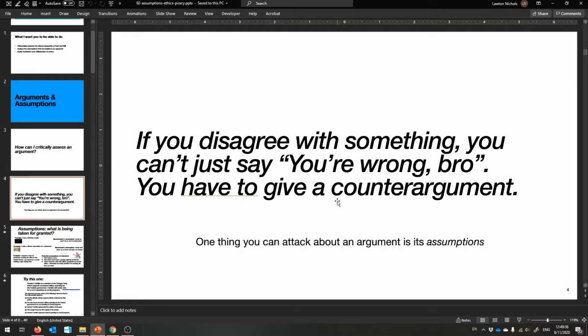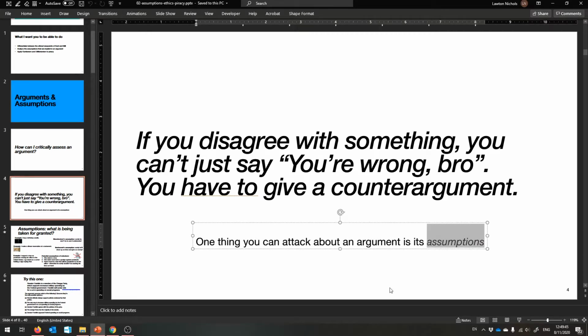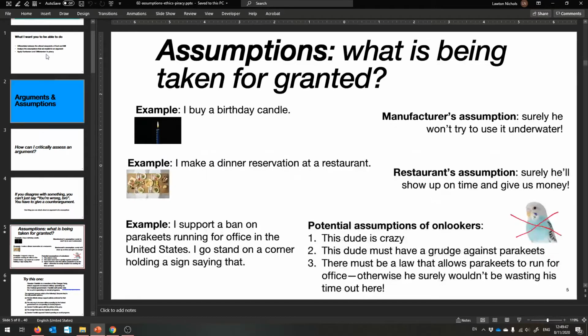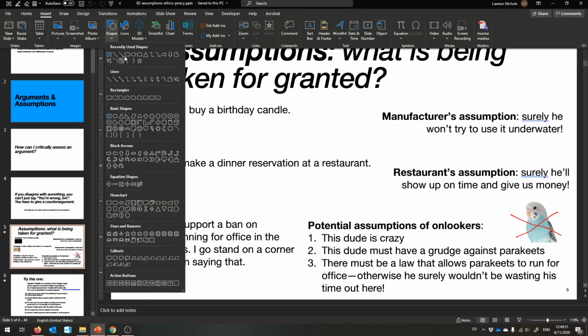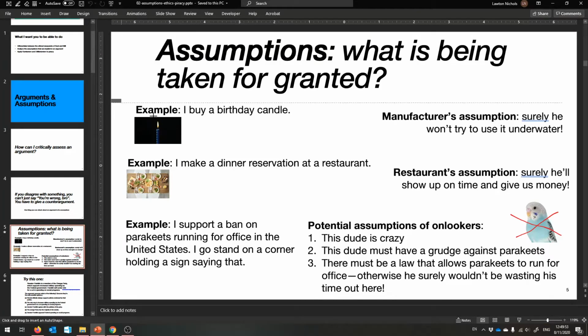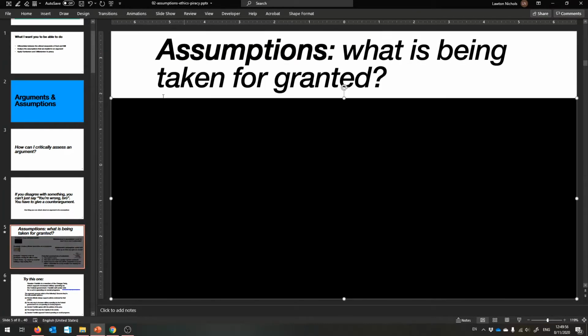You have to say, okay, you're wrong because this makes no sense. And one thing that can make no sense about an argument is the assumptions that it makes. So, let's talk about assumptions. And there's way too much on this slide, so I'm going to pretend it's like a little overhead and show you just as much as I want to show you.